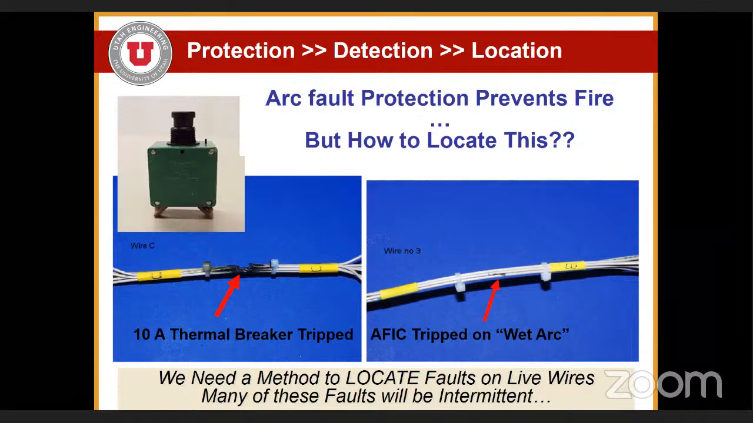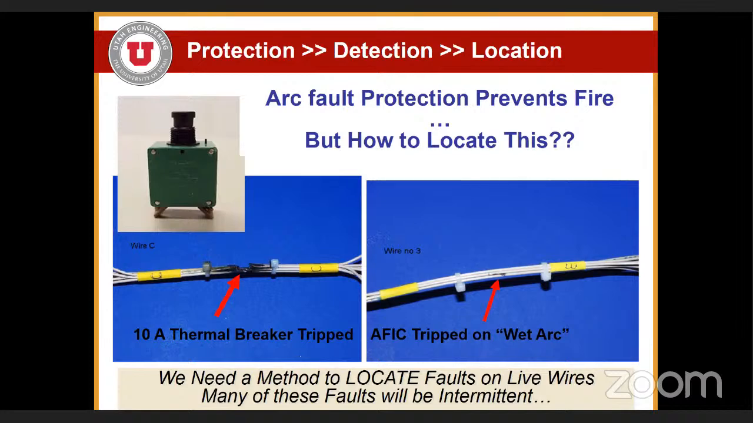The problem on the left, we'd be able to locate with almost any device. That's an open circuit. We've broken some wires. The problem on the right is much more difficult because electrically these wires are fine. If we put a continuity tester or a voltmeter or a current meter, these wires are going to look great. So the arc fault circuit interrupter is an excellent device for preventing the catastrophe in the first place, but it's a very difficult device for maintainers to be able to find the fault to fix it later.